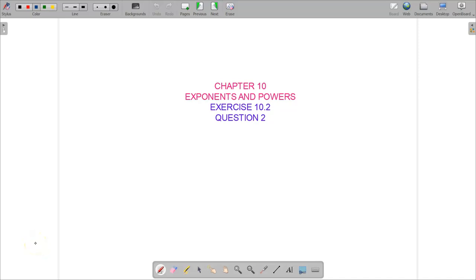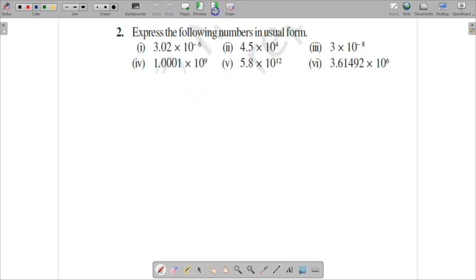Hello students, welcome you all to the video lecture on chapter number 10, Exponents and Powers, exercise 10.2, question number 2. Express the following number in usual form. So usual form means we need to express that in the expanded form. Here it is in 10 powers of term, so we need to write in the normal form. So we need to expand the term.